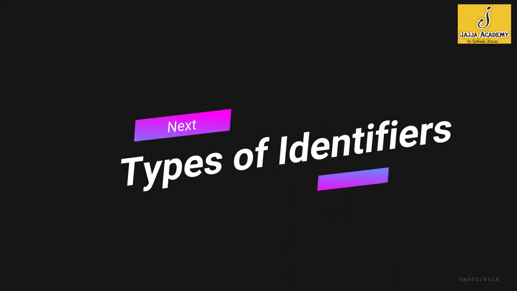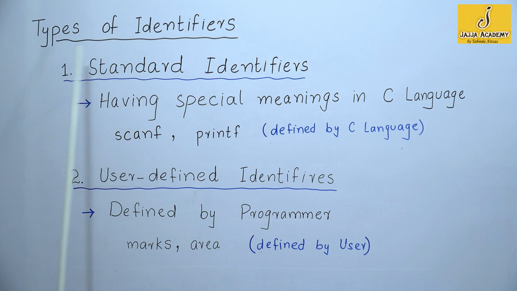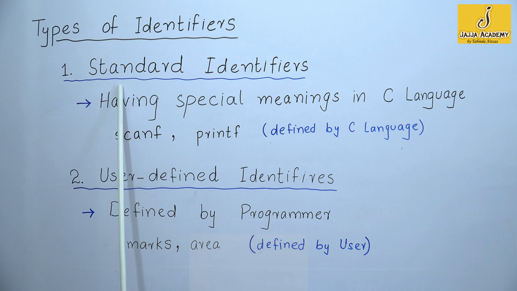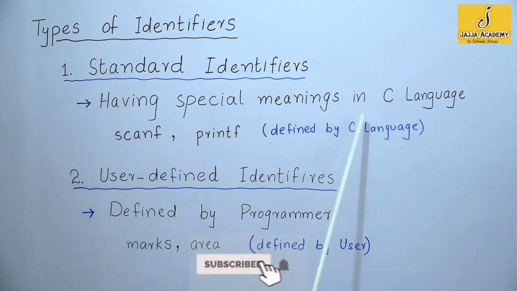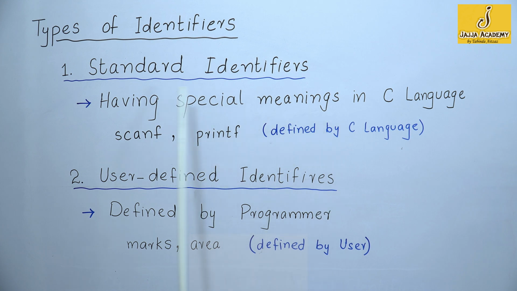Let's discuss different types of identifiers. There are 2 types of identifiers. Number 1, standard identifiers. Number 2, user defined identifiers. A type of identifiers that has special meanings in C language is known as standard identifiers. For example, scanf and printf. Scanf is a standard identifier because it is predefined in the C language, and the purpose of this function is to take input from the console.